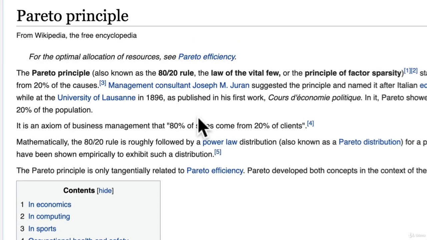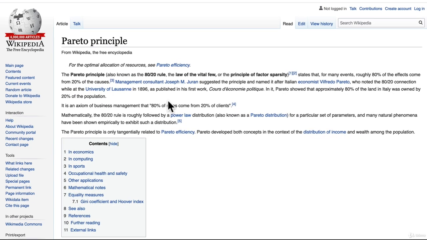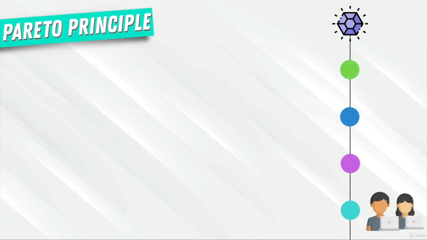What does that mean? The 80-20 rule can be applied to a lot of things in life. It's the idea that roughly 80% of the results, the effects, usually come from 20% of the causes or inputs. So we can use that principle in many ways. For example, in management, the idea that 80% of sales comes from 20% of clients. Or when it comes to programming, that 80% of code comes from 20% of the programmers.